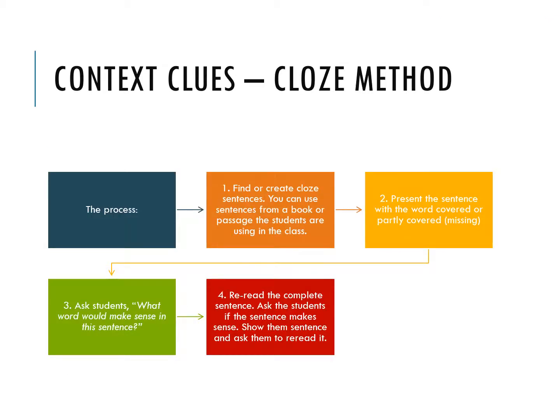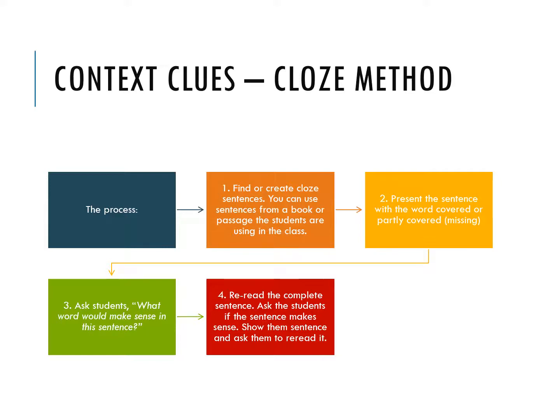The process for using and teaching the context clue strategy is quite simple. First, you're going to find or create a cloze sentence or several cloze sentences. And you can use sentences from a book or passage that the students are using in your class. Then you're going to present the sentence with the word covered or partly covered. And then you ask the students, what word would make sense in this sentence? Reread the complete sentence and then ask the students if the sentence makes sense with the word that they suggest. Show them the sentence and then ask them to reread it.